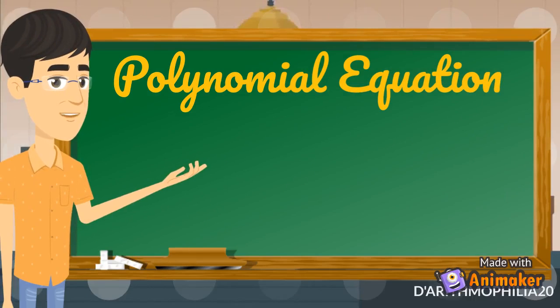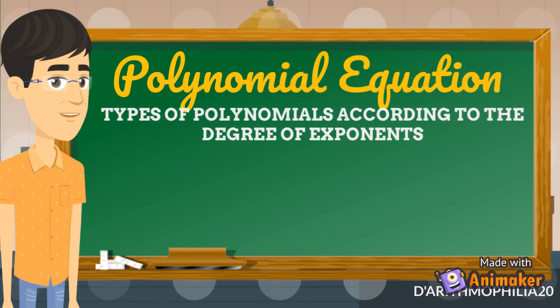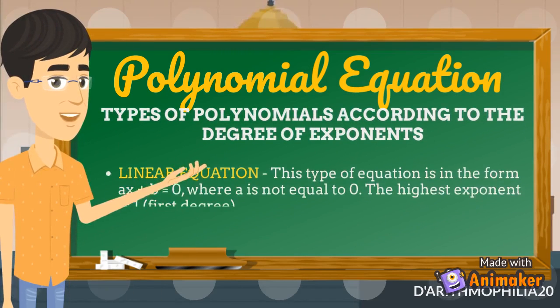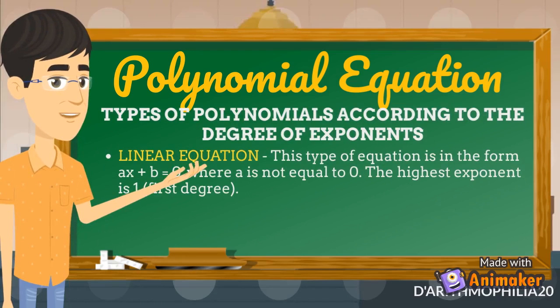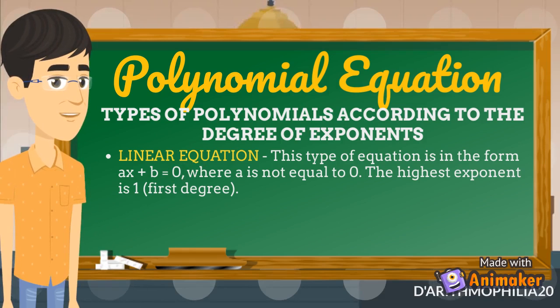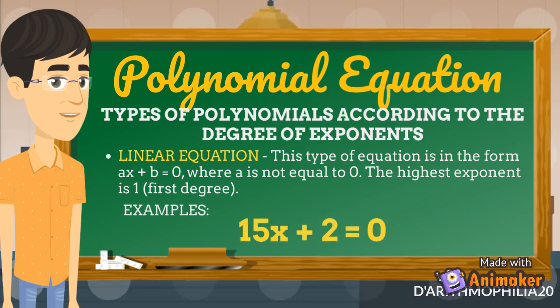Polynomial equations can also be classified according to the degree of their exponents. First, the linear equation. This type of equation is in the form ax + b = 0, where a is not equal to 0. The highest exponent here is 1, or first degree. Example, 15x + 2 = 0. The variable x has an exponent or degree of 1.